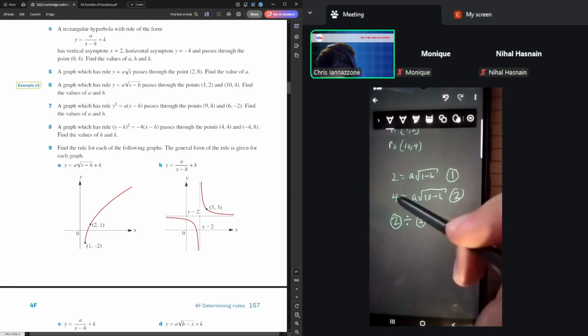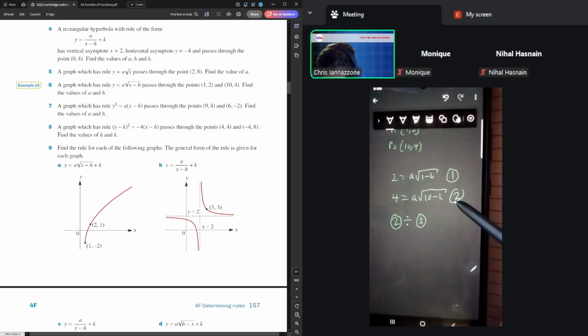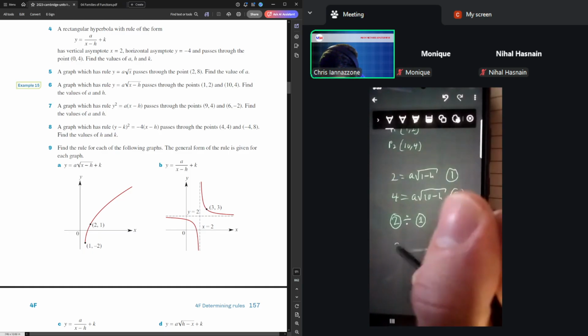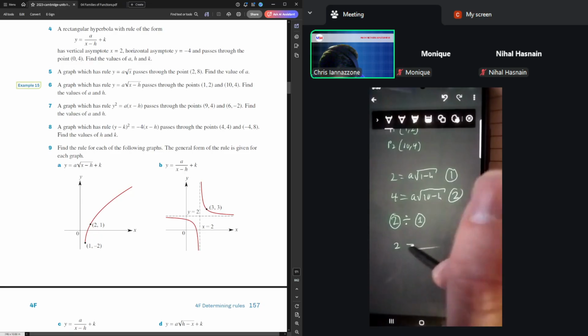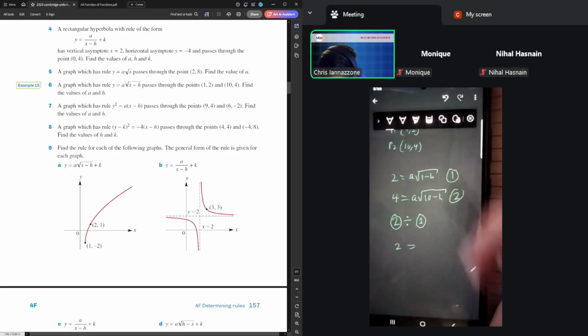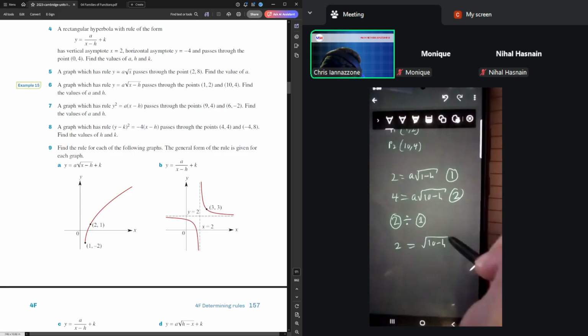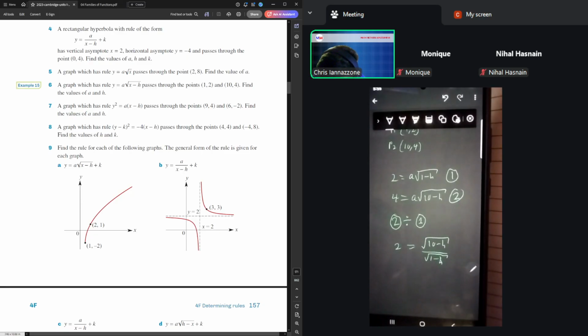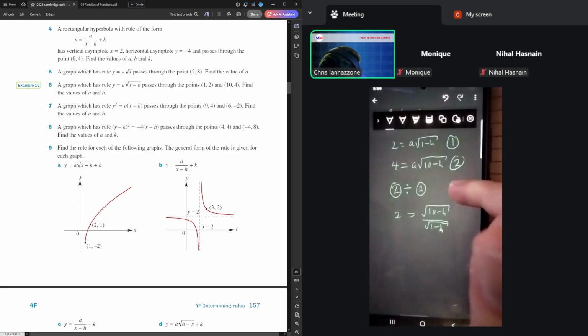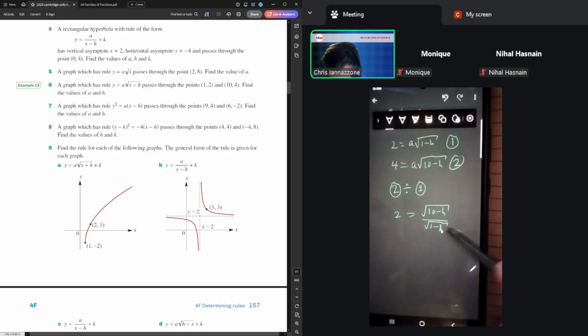So elimination method, we're doing equation 2 divided by equation 1, so we just do each individual term divided by its corresponding spot. 4 divided by 2 gets you to 2, a divided by a gets you nothing, or technically 1, and then root 10 minus h divided by root 1 minus h. From here, we're just rearranging, right? There's only one unknown left.